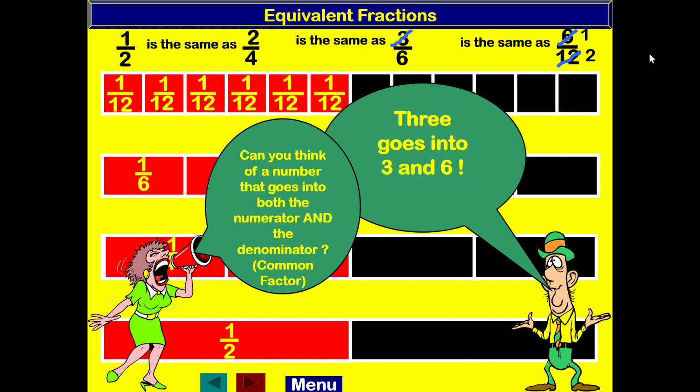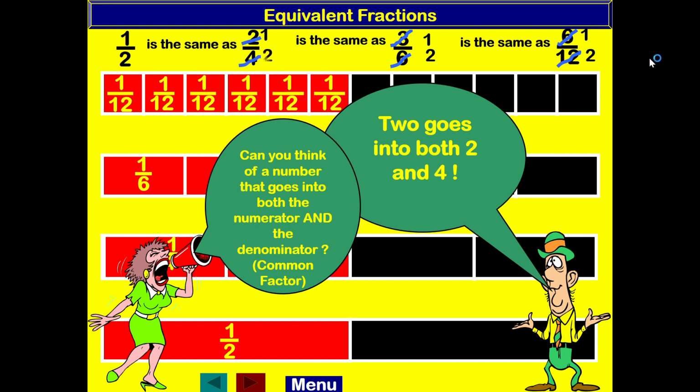So if we divide both the numerator and denominator by 3, we'll get half. And 2 goes into both 2 and 4, so dividing 2 by 2 and 4 by 2 gives you half. When we simplify all these fractions, it gives you back half. So all these fractions are the same, and they have an equal value. So we call them equivalent fractions.